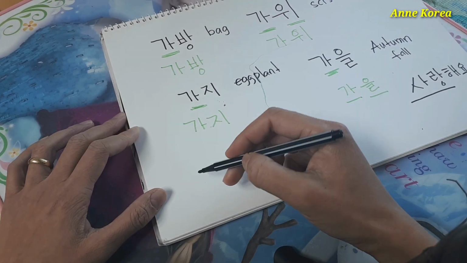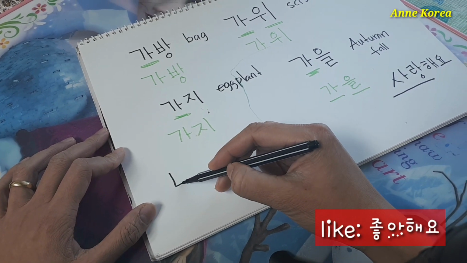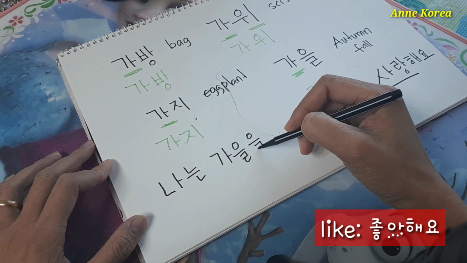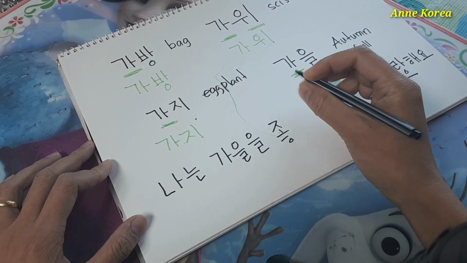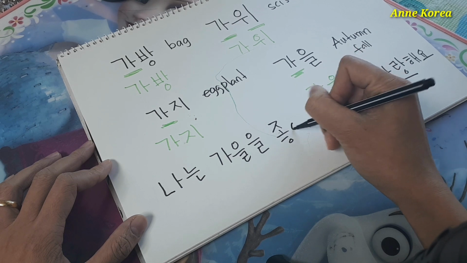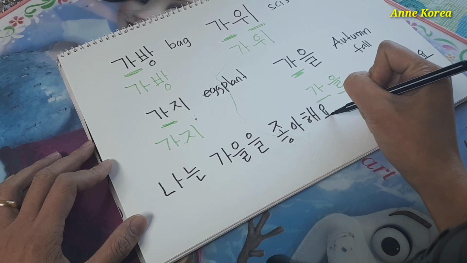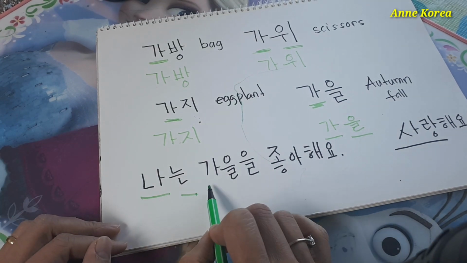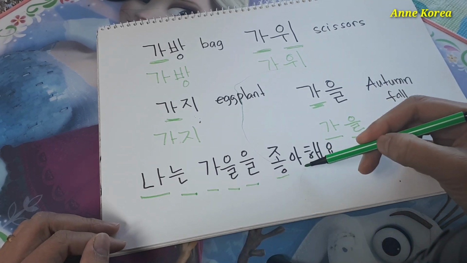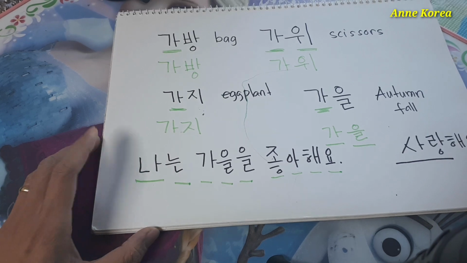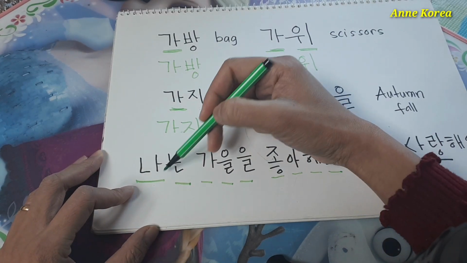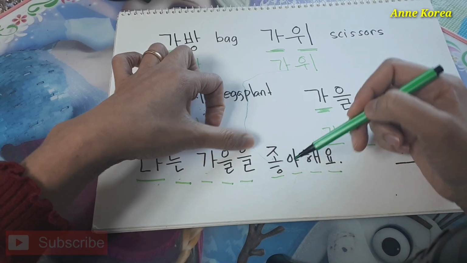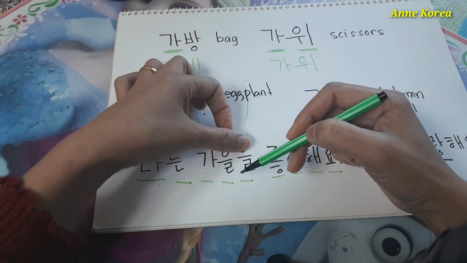So, this is how we're going to write it in Korean. 나는 가을을 좋아해요. Ayan guys, read with me. 나는 가을을 좋아해요.